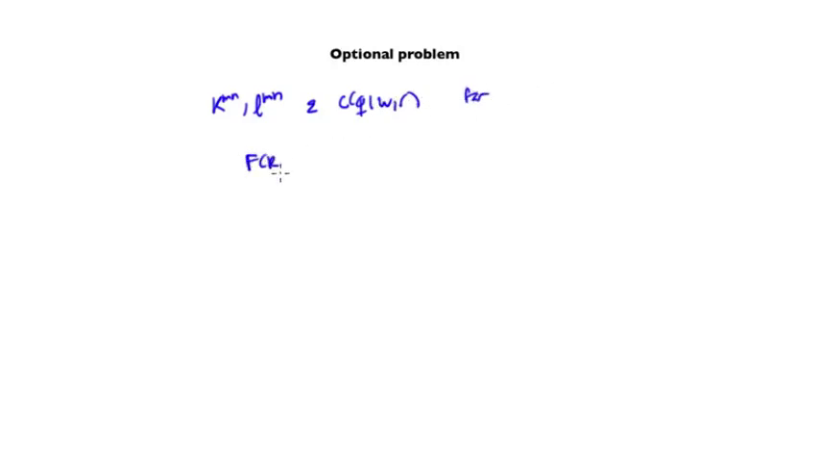F of K, L is equal to 10K plus 5L, and I want you to do it in general for any Q, for any W, and for any R. Now, hint, when you do this, you have to worry about corner solutions.